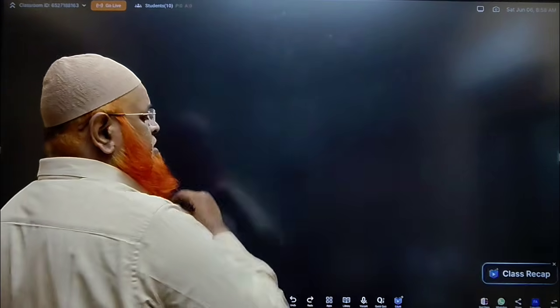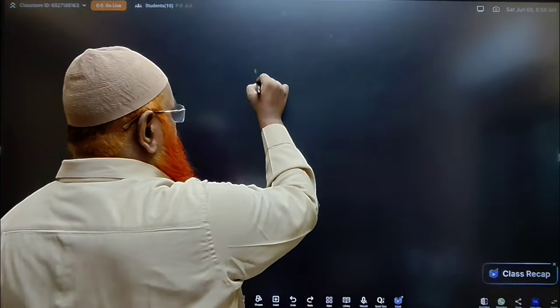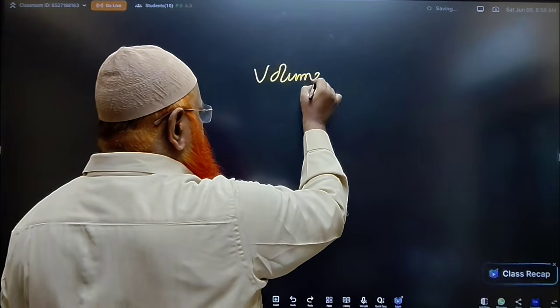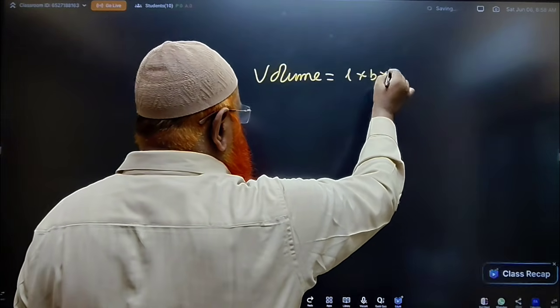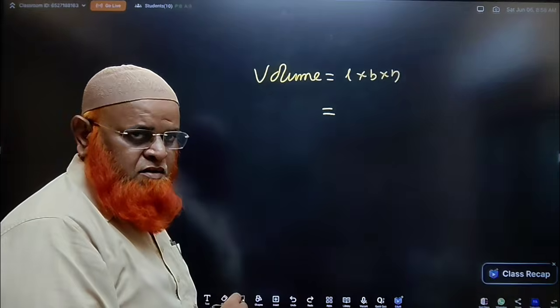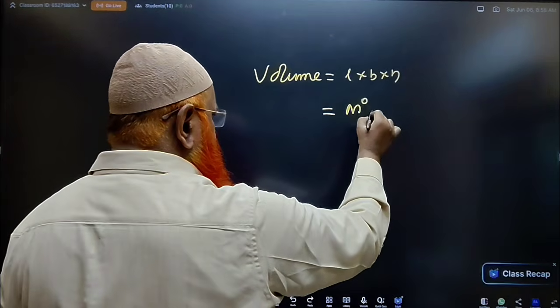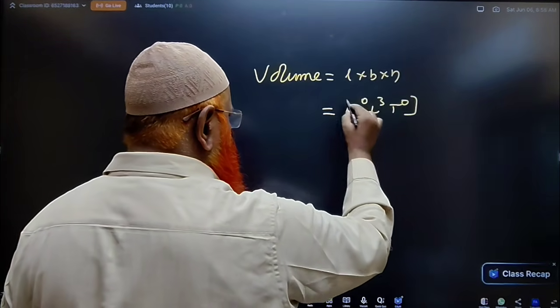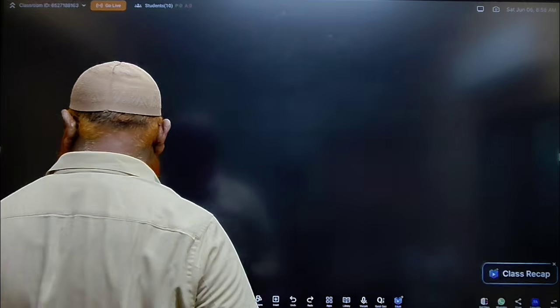What is the next dimensional formula? Volume. See, volume means length into breadth into height. All the three are lengths only. So M is not there here. M power 0, L cube, T power 0. This is the dimensional formula for volume.